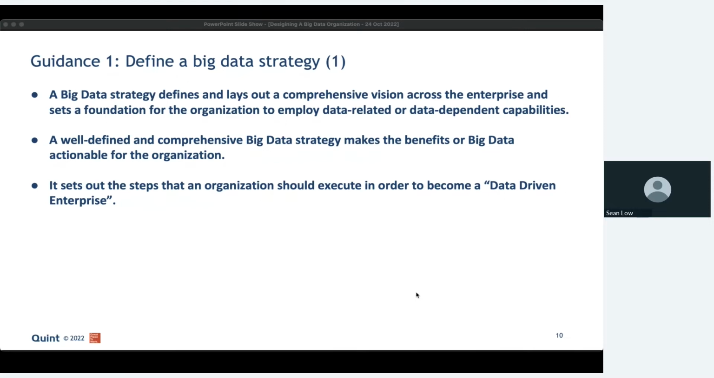What problems do we need to solve in big data? How do we actually set business goals, and then allow big data to help achieve them? How do we set ourselves apart to be a data-driven enterprise? We need to have a strategy.